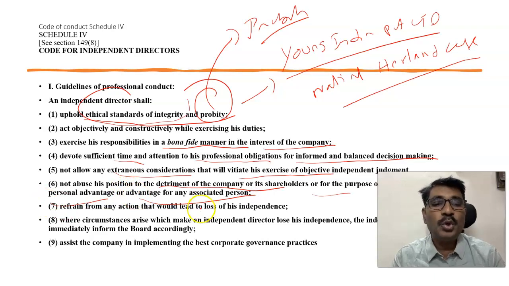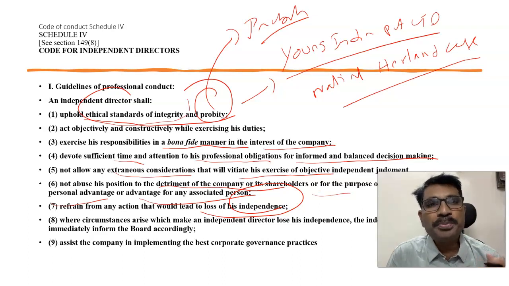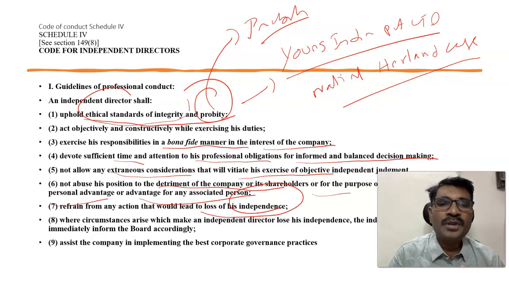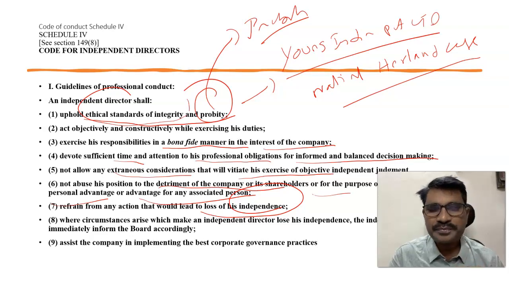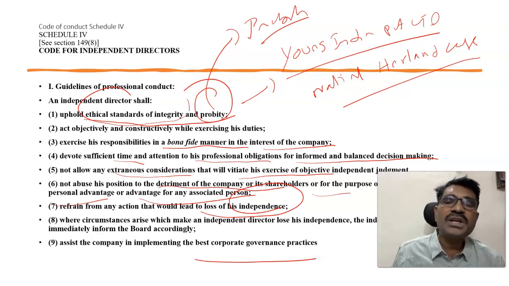Refrain from action that would lose his independence. So it goes on, where the independent director is given good practices of a human being, a person with integrity and values, who would protect the interest of the company and also the interests of the shareholders. A person having values and integrity will make the company function properly and be able to deliver his duties as an independent director. And also point number 9, assist the company in implementing the best corporate practices. This is what we call the guidelines for professional conduct.